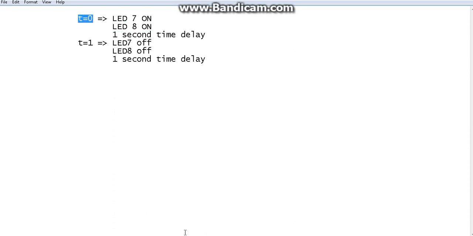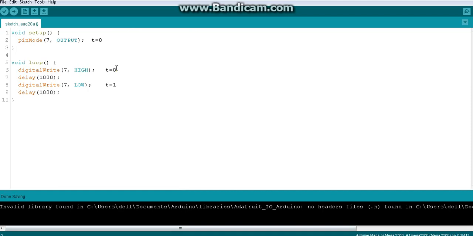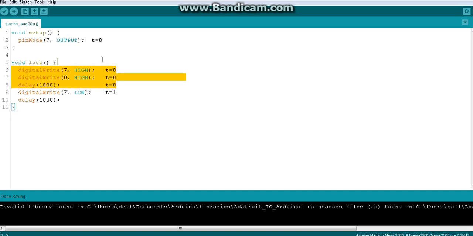because according to my flow, LED 8 on should be happening at t equal to 0. Totally good, nothing wrong. So I'll copy and paste, why waste time, right? Copy and paste and make it 8. Totally good, right? So this is also now going to be t equal to 0 starting time, and the delay's starting time will be t equal to 0, ending time will be t equal to 1. That is what we know. All good, right? So once the delay has ended and the next line starts, it is t equal to 1.